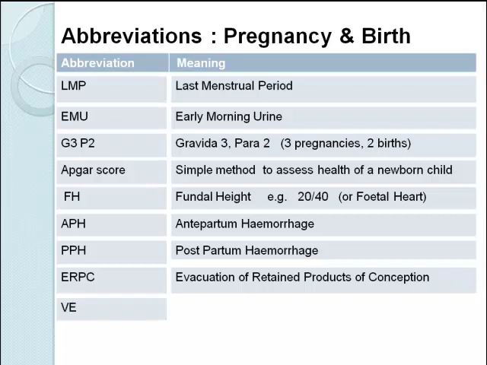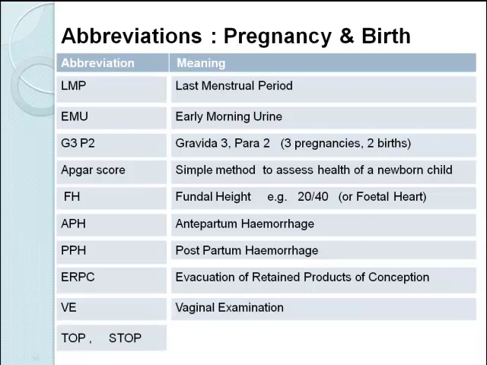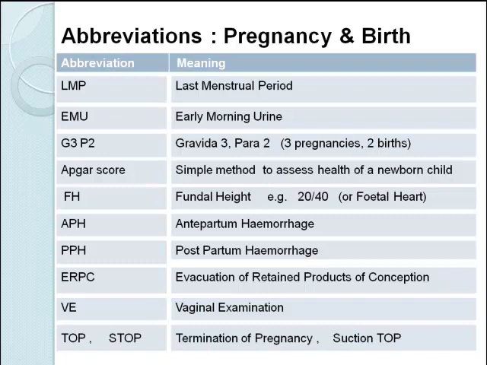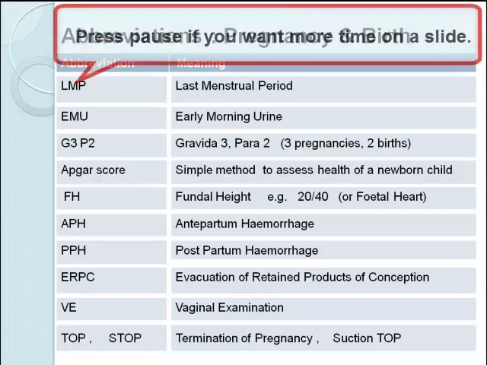VE is a vaginal examination, and TOP refers to a termination of pregnancy, and STOP refers to a suction termination of pregnancy. There are different ways of terminating a pregnancy, whether it be through an operation, a simple operation, or through medical means.